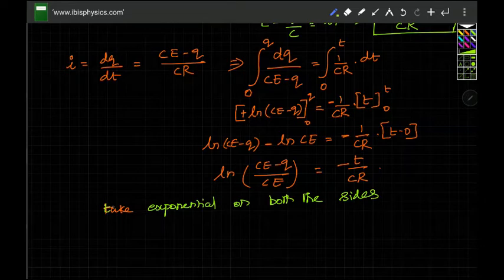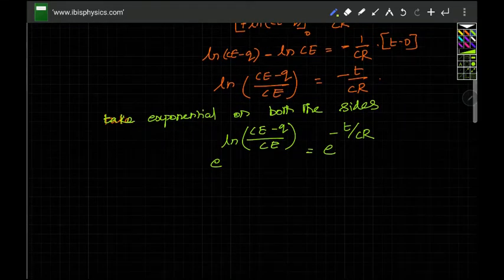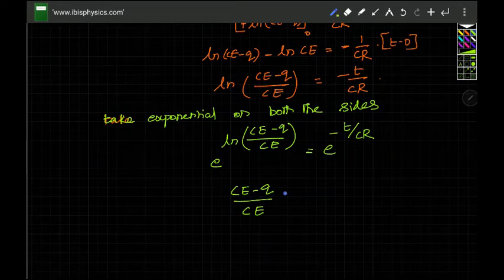What are we getting? Take exponential on both the sides. We will have e power natural logarithm of (Ce minus q by Ce) equal to e power minus t by CR. Here e and the logarithm are inverses, so they cancel out. So (Ce minus q) by Ce equal to e power minus t by CR.